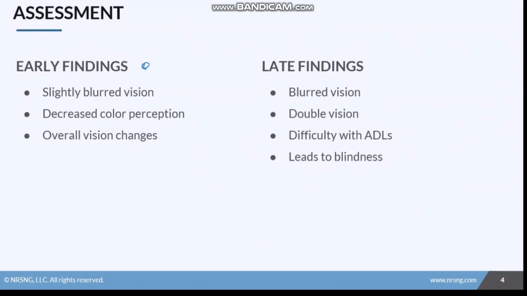Since the loss of vision is so gradual, the patient might not realize their vision is changing so drastically until driving or reading is affected. When we're looking at the pupil, it will appear white due to the opacity of the cataract. Just to review the early findings, the patient is going to have slightly blurred vision. They could also have some decreased color perception. And this is overall vision change. Both of these affect the whole vision field. It's not just a certain part of the vision field. It's their entire picture that they see.